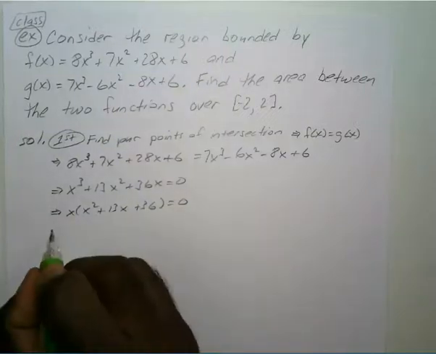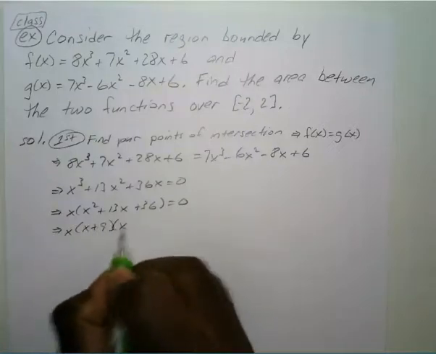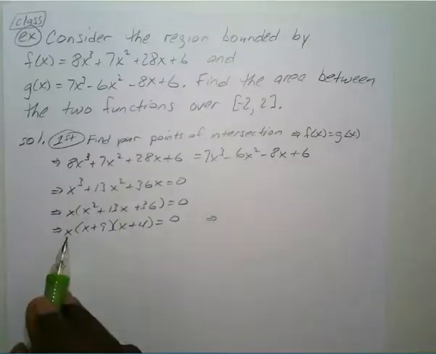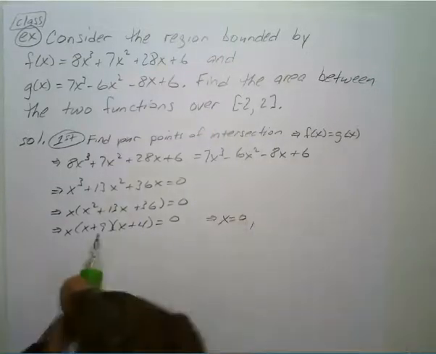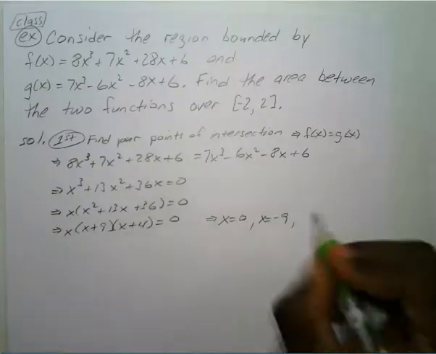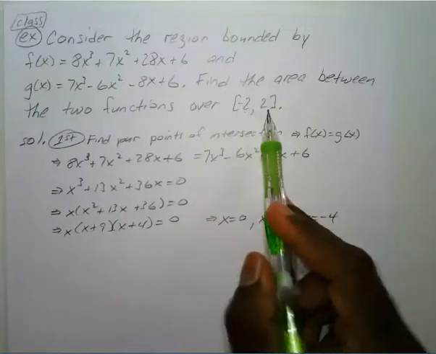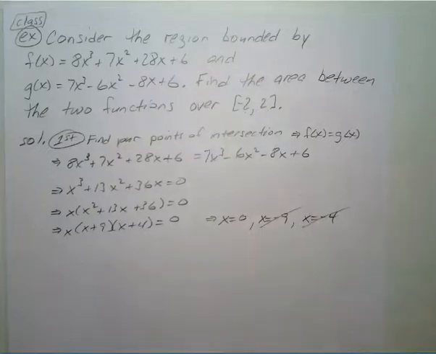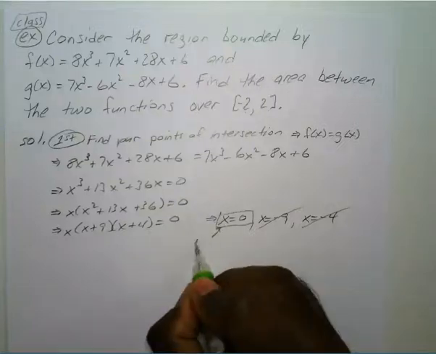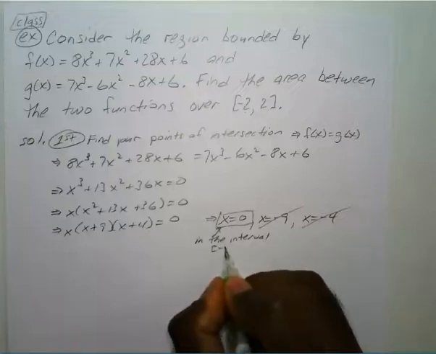And we go ahead and factor that trinomial. So you have x times x plus 9 times x plus 4 equals 0. So we know for this to be true, x has to equal 0, x has to equal -9, or x has to equal -4. Now, between -2 and 2, -4 and -9 are not in that interval. X equals 0 is the only one that's in the interval of -2 to 2.